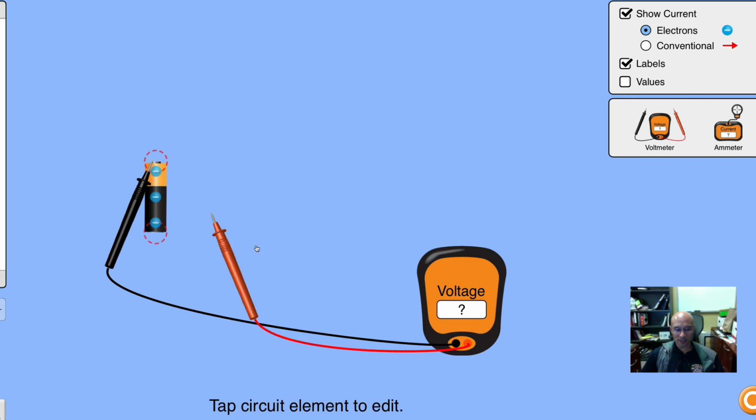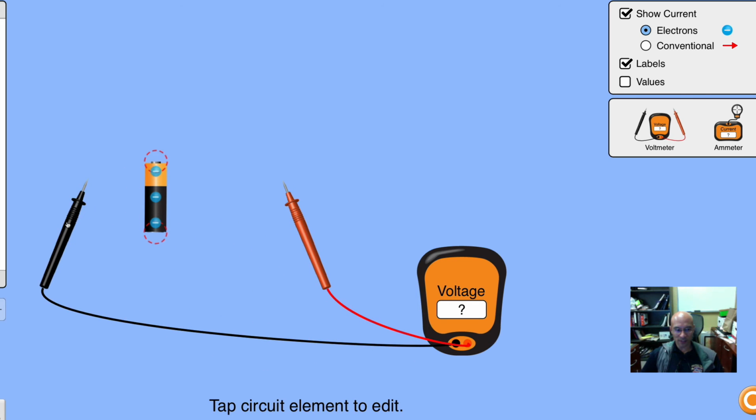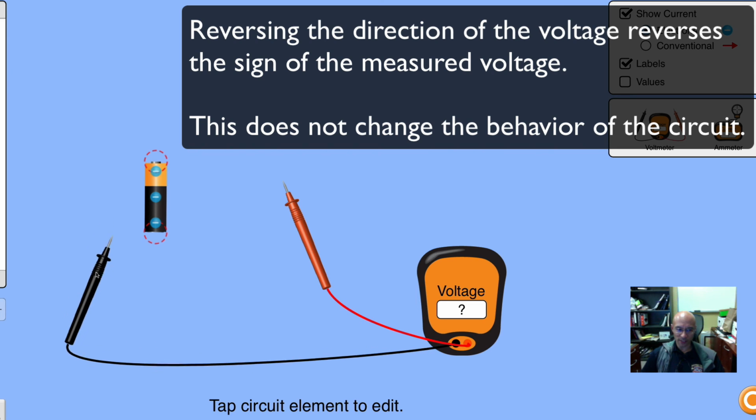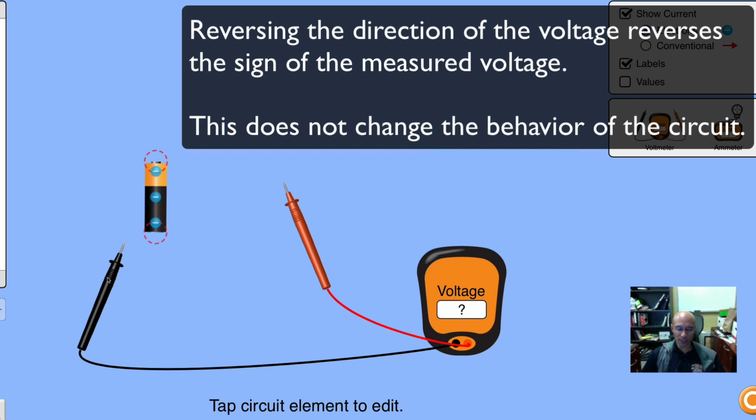Again, it's easier to think about this as, well, the positive terminal is 9 volts higher than the negative terminal. Or you could say that the negative terminal is negative 9 volts higher than the positive terminal. This is one thing that's particularly confusing to people who are beginners at circuits, to grasp what the sign of this means. It really means that we've changed the direction of measurement, right?